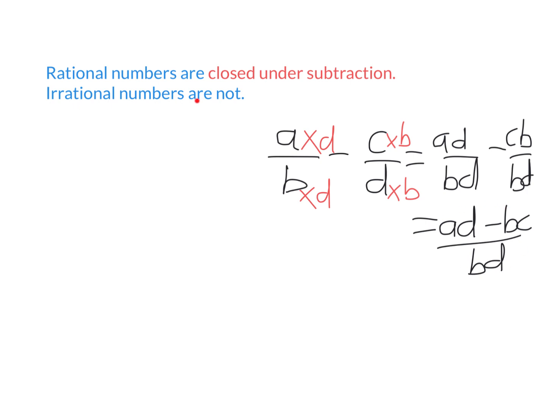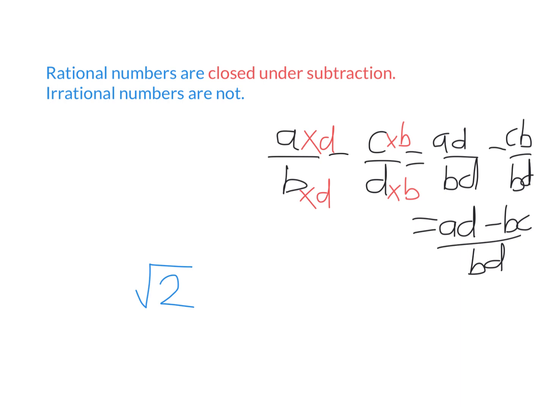So we've proved that. But what about irrational numbers? We could easily show they're not closed under subtraction. It's so much easier to prove that something's not true, because all you need to do is find a counterexample. So to show that irrational numbers are not closed under subtraction, I only need to come up with one example that shows that they're not. I only need to come up with one time where I can subtract irrational numbers and I don't get another irrational number. So a very easy example would be the square root of 2.